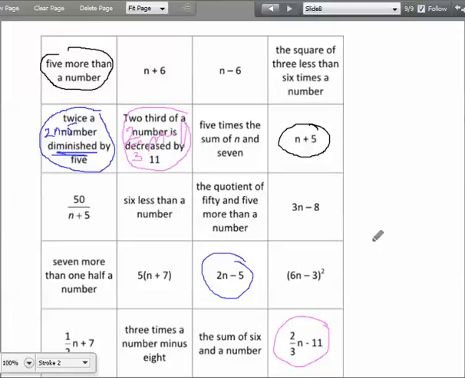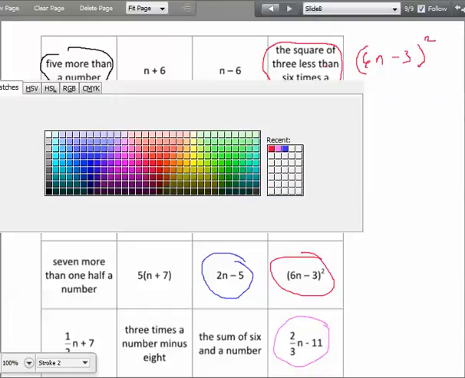Let's go on. Red. The square of 3 less than 6 times the number. Well, let's see here. The square, that means I'm probably going to be doing this square of 3 less than, minus 3, 6 times the number. 6n. 6n minus 3, and then I'm squaring it. That would be this one right down here. Okay? We're making good progress here.